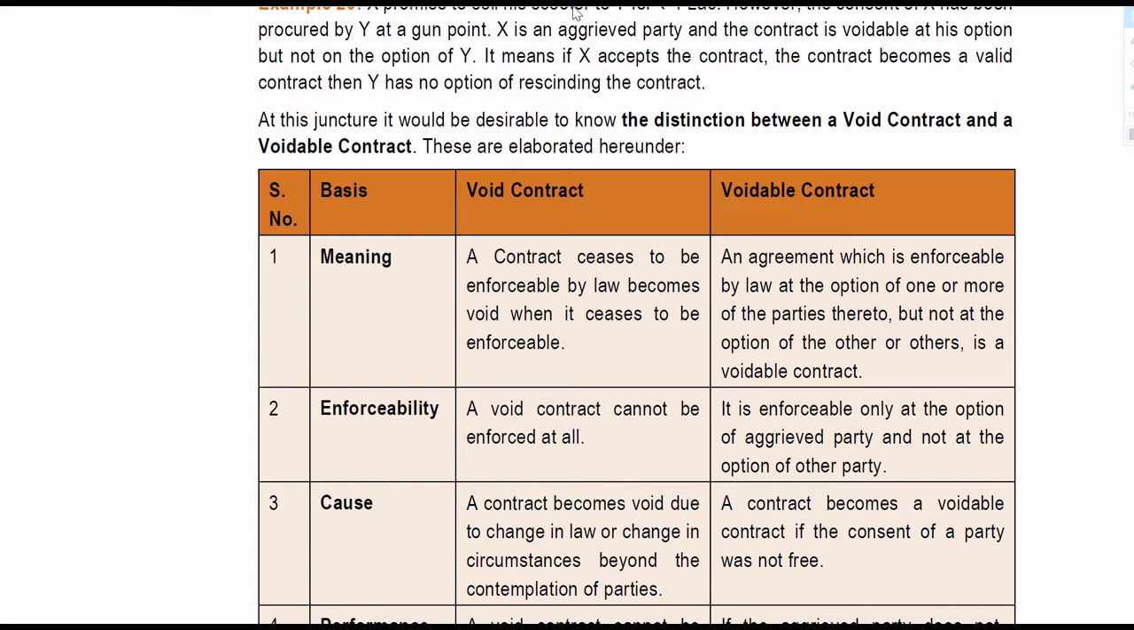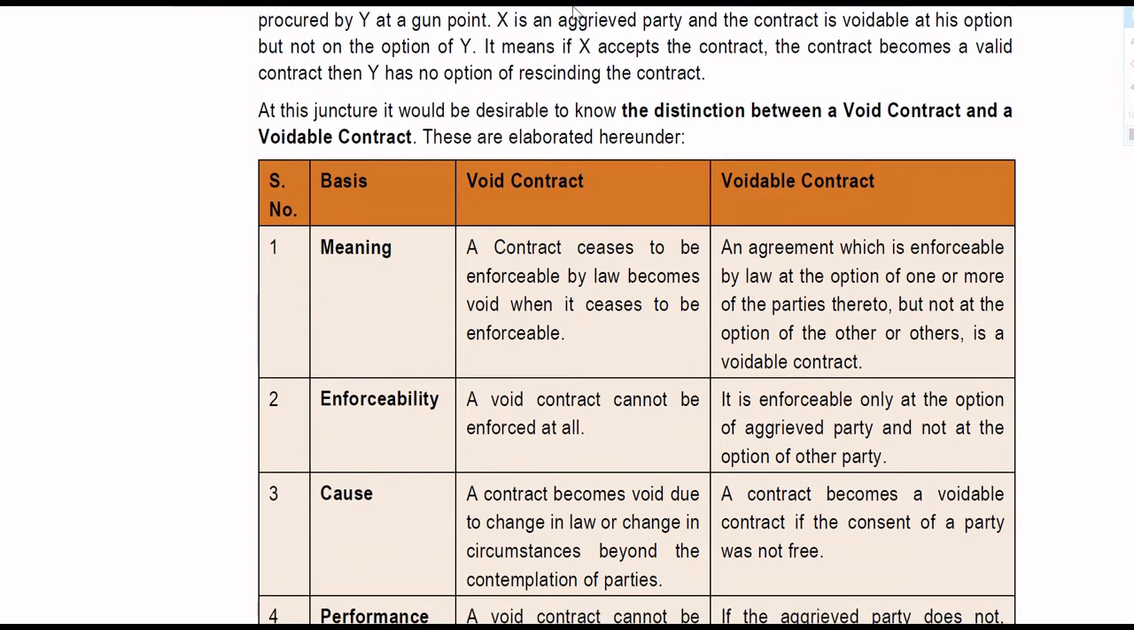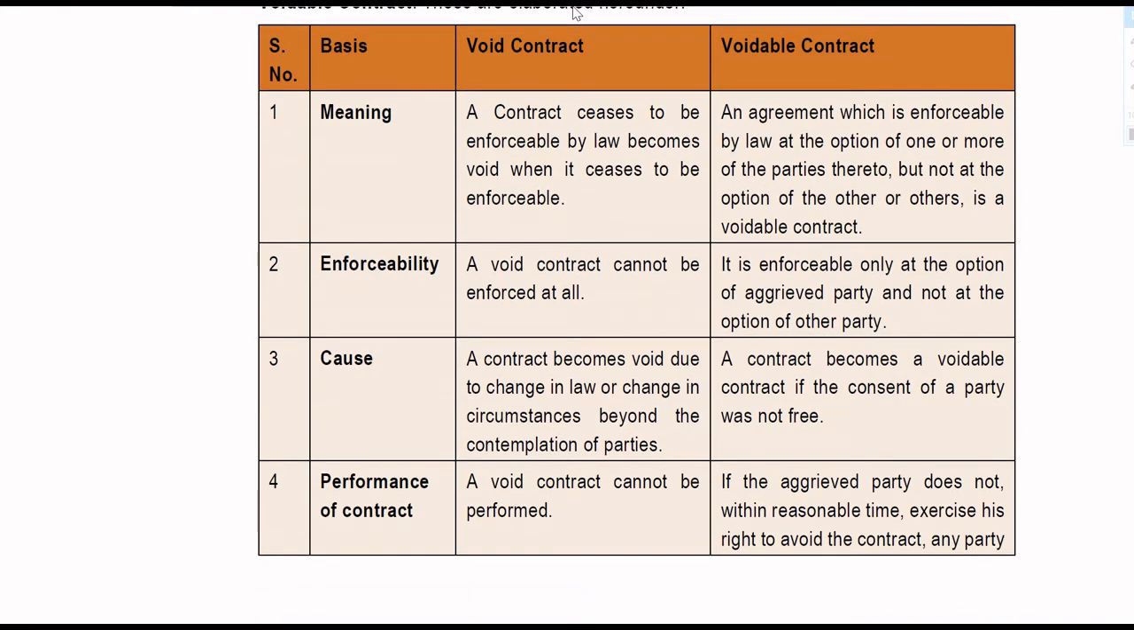Enforceability. A void contract cannot be enforced at all. A voidable contract is enforceable only at the option of the aggrieved party and not at the option of the other party. Cause: a contract becomes void due to change in law or change in circumstances beyond the contemplation of the parties. A contract becomes voidable if the consent of a party was not free.